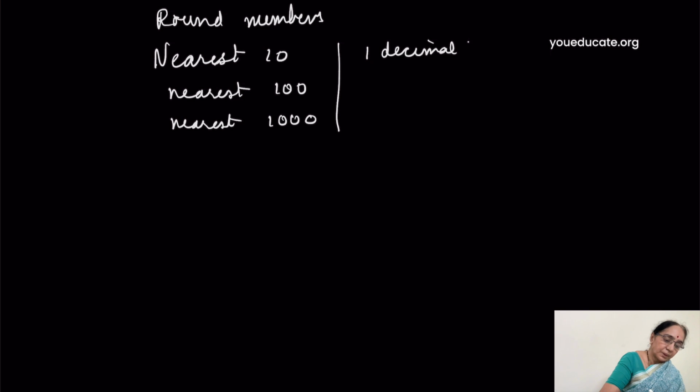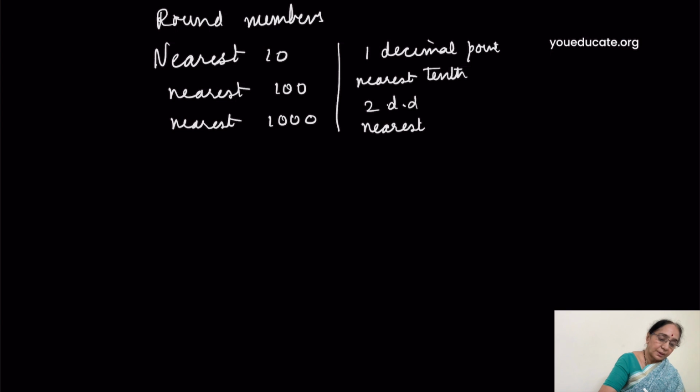And what does that mean? Rounding a number to 1 decimal point is rounding it to the nearest 10th. 2 decimal points will be rounding the number to the nearest 100th. So we'll see how to carry out these.